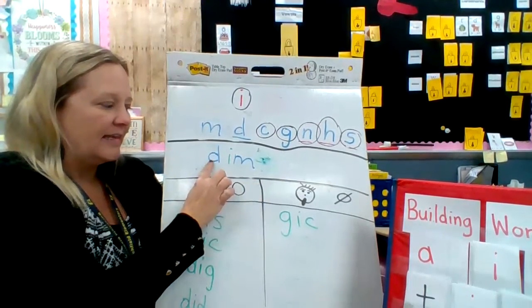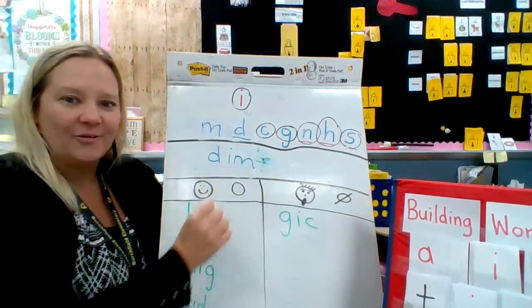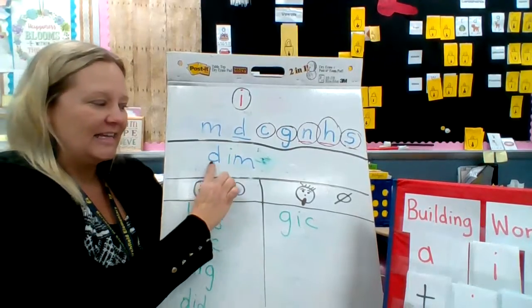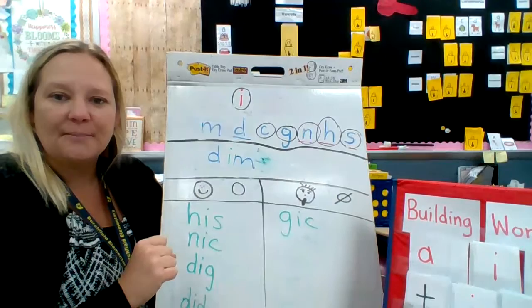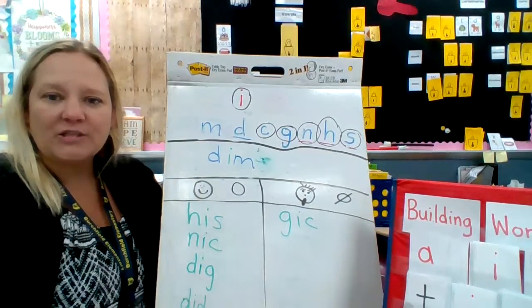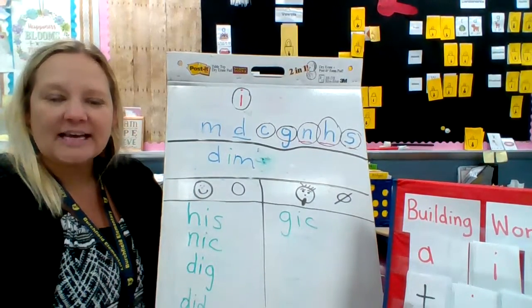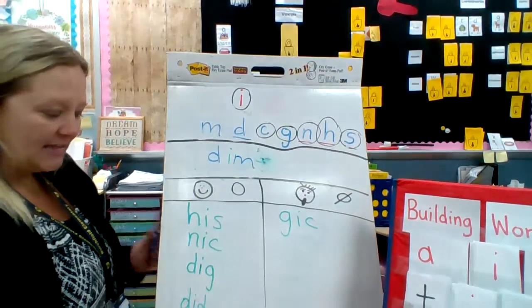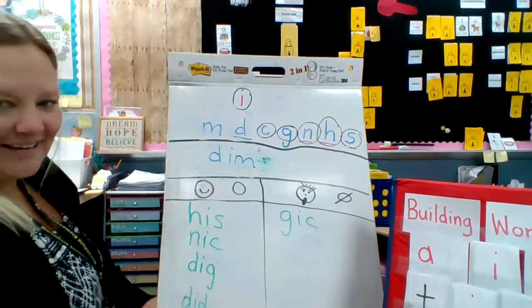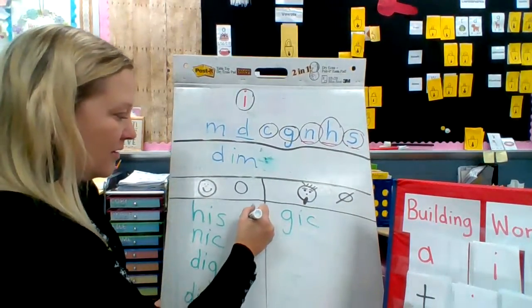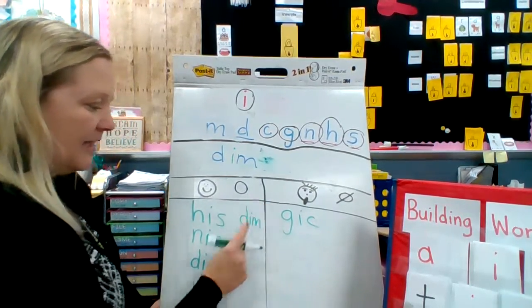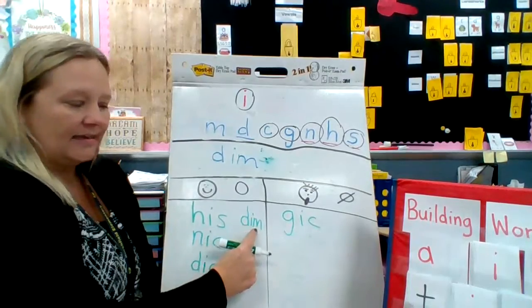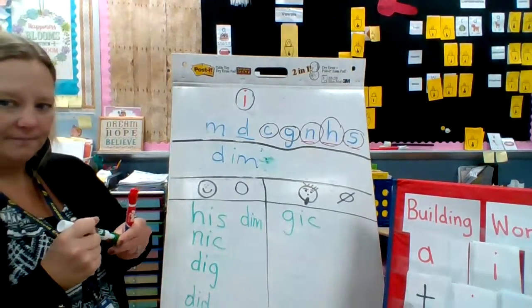Dim. The word is dim. The opposite of bright would be dim. When we dim the lights, we turn them down low so they're not as bright. So yes, dim is a real word. I'm just going to go ahead and give that one to you. We have talked about the word dim in class, so I know that most of you remember that. Dim is a real word.